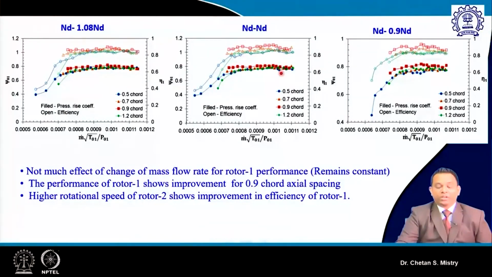If you look carefully, this axis represents my total pressure rise coefficient. And if you observe carefully, for a wide range of mass flow rate, my rotor 1 is not getting stalled. That is the benefit of the higher aerodynamic loading of rotor 1. For all three configurations, the performance of rotor 1 is not changing with the change of mass flow rate.